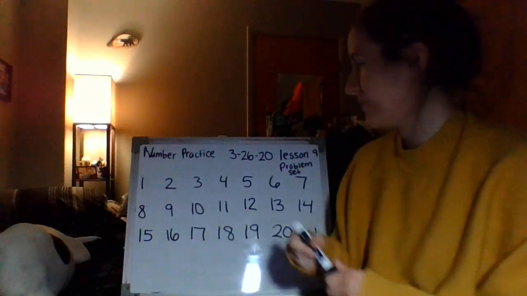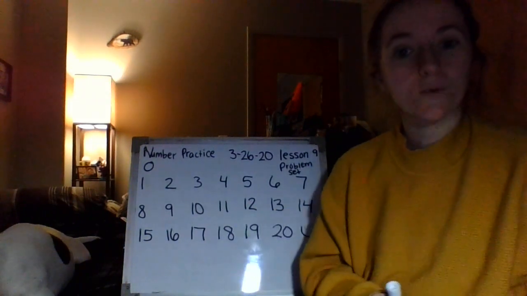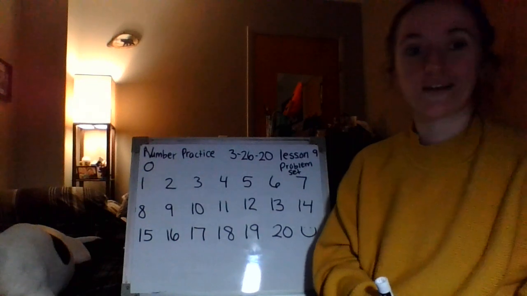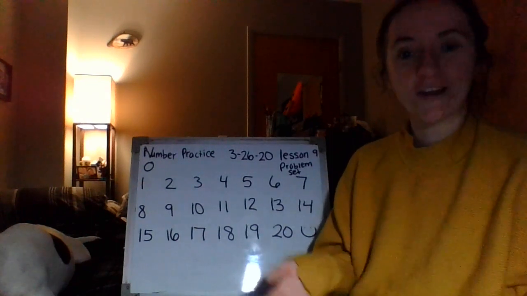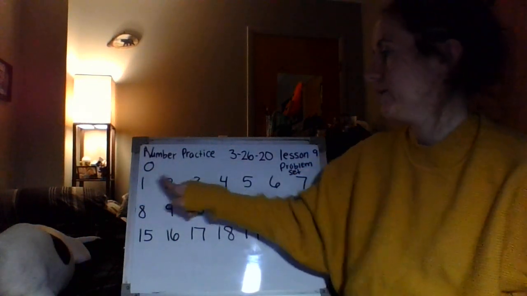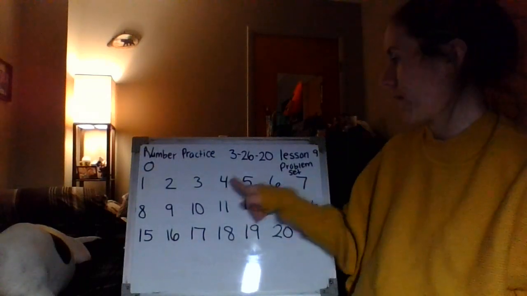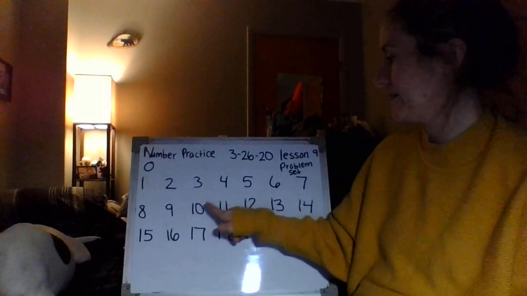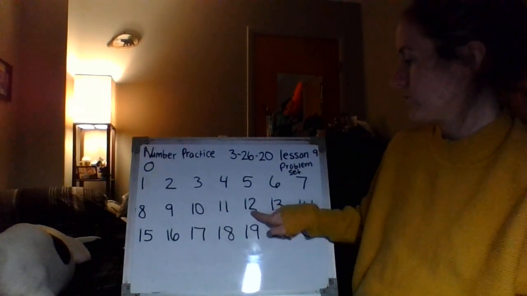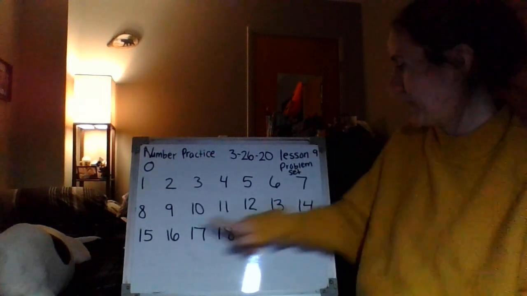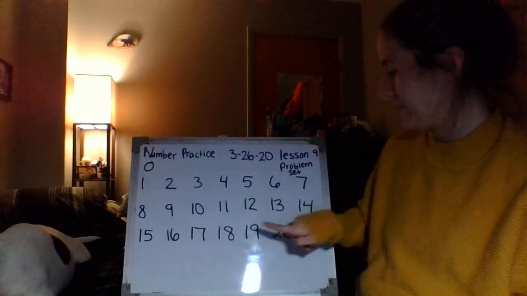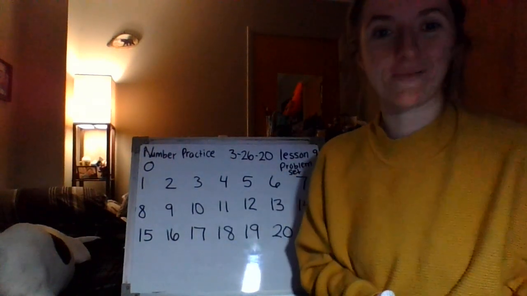Before we do that, we're going to jump right into our number practice, practicing numbers 0 through 20, and the number 0 right here. First, I would like everybody to say the numbers along with me, and then we will practice writing them. So everybody, ready? 0, 1, 2, 3, 4, 5, 6, 7, 8, 9, 10, 11, 12, 13, 14, 15, 16, 17, 18, 19, 20. Good job, guys.